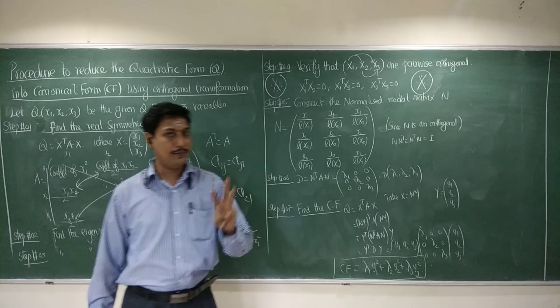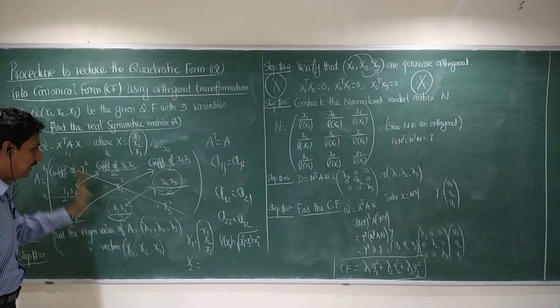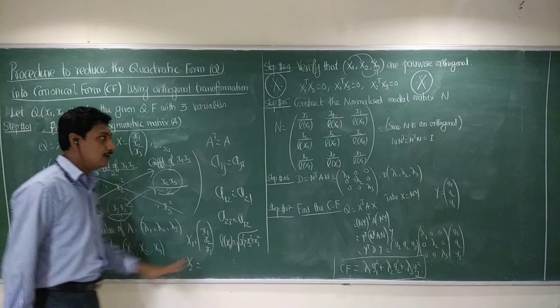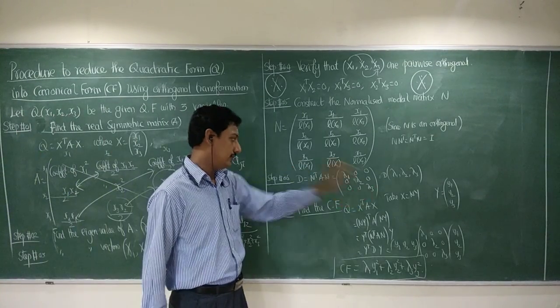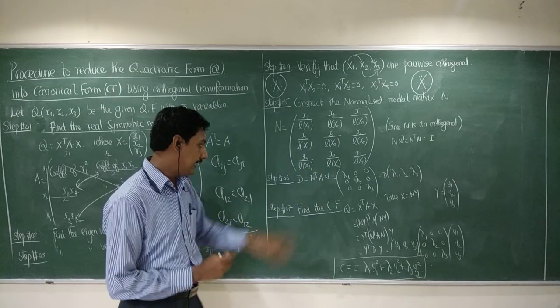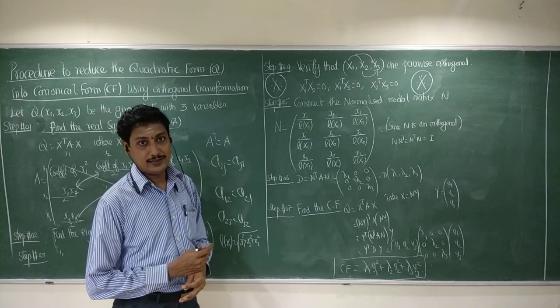Why is this only a 3 by 3 matrix? Because the quadratic form contains only 3 variables. So A is also a 3 by 3 matrix. That's why there are 3 eigenvalues and 3 eigenvectors. So this is also a 3 by 3 matrix. How will we get this D? This is by using the orthogonal transformation: N transpose A N. What is N? N is the normalized modal matrix.